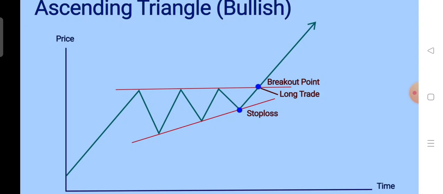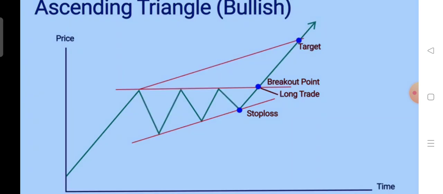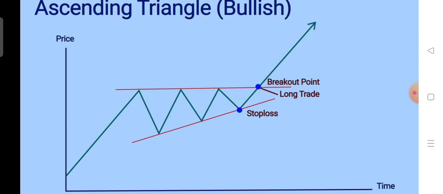Now, the target: if we draw a line parallel to the support line from the beginning of the triangle, then when the up move hits that parallel line, that is approximately the target. Another way is to add the maximum height of the ascending triangle to the breakout point, and that distance from the breakout point is the target.